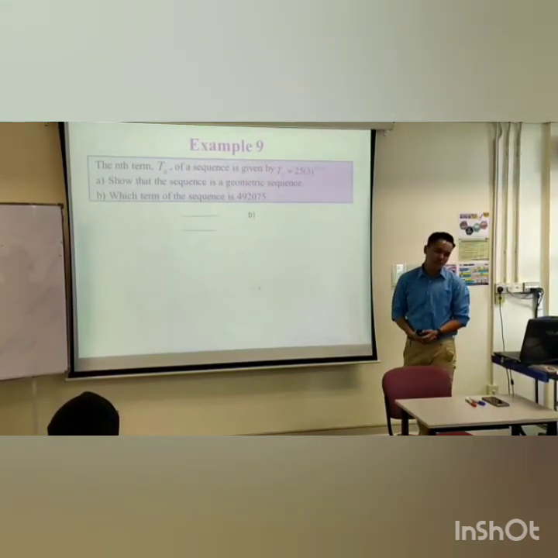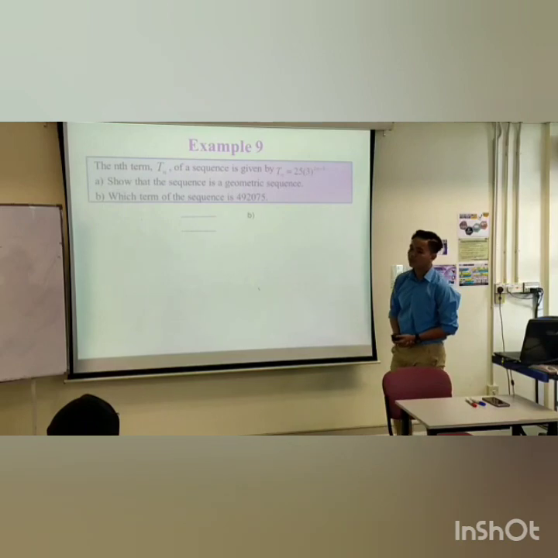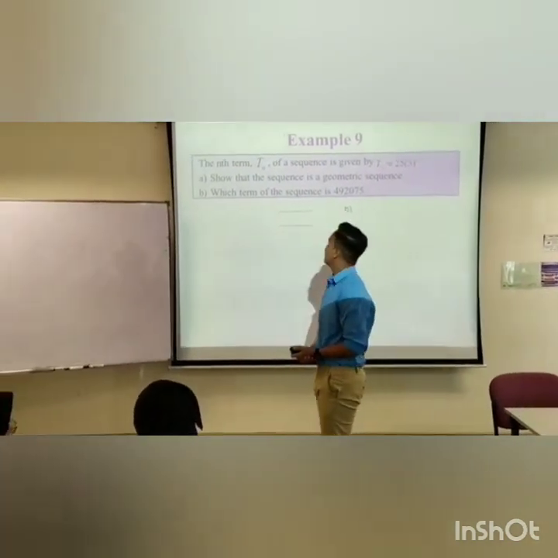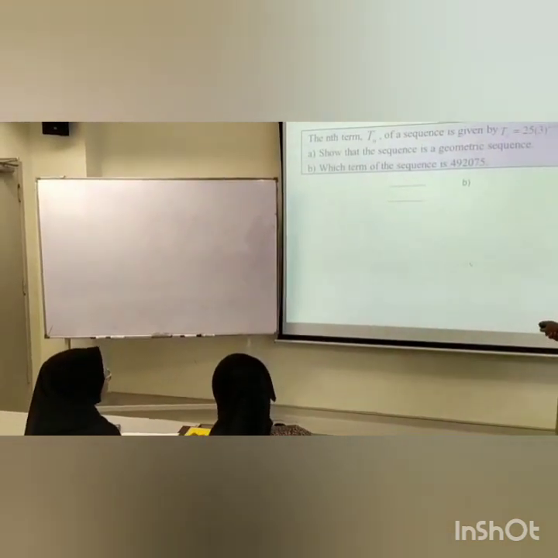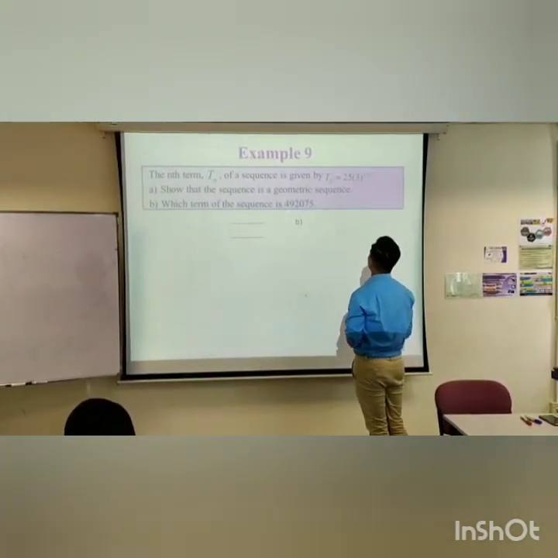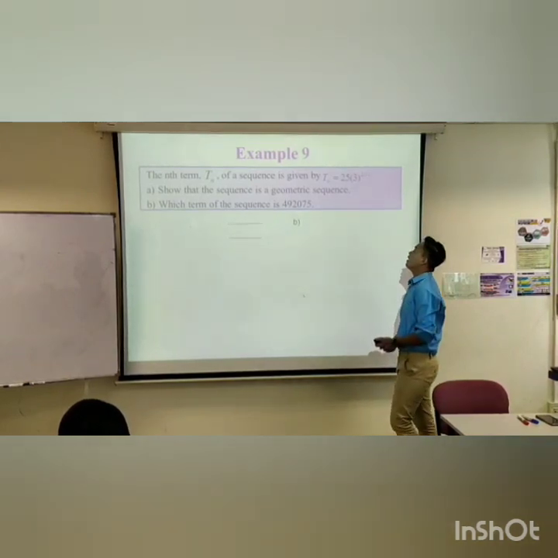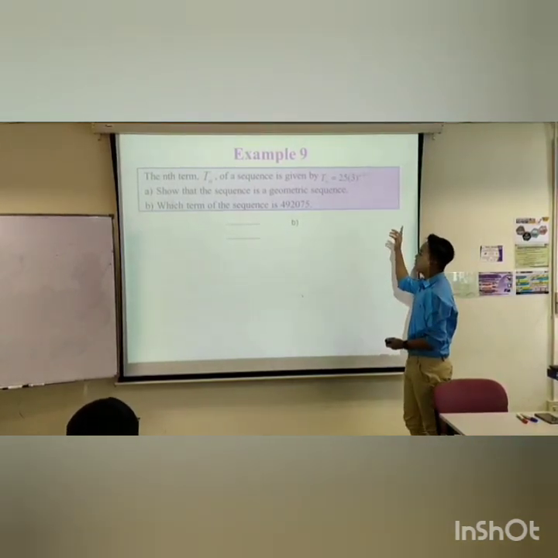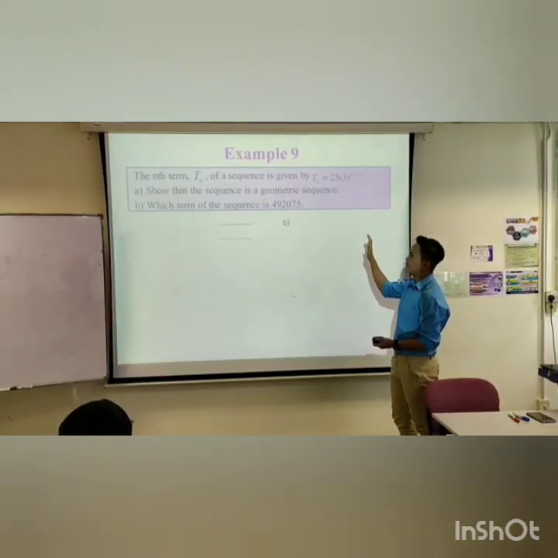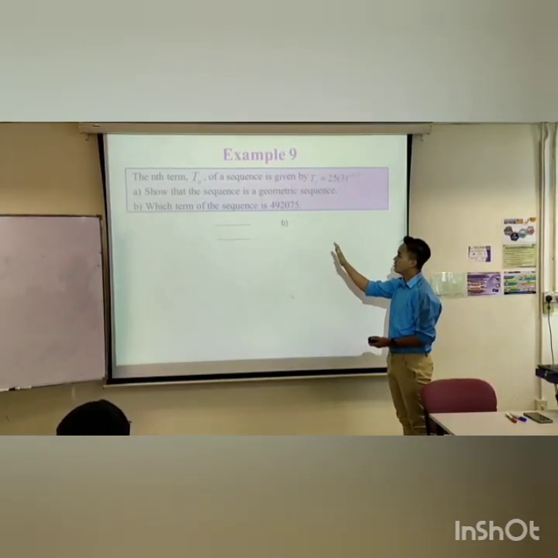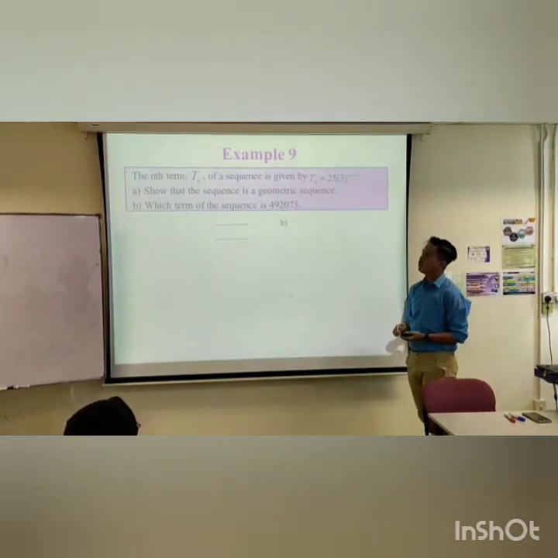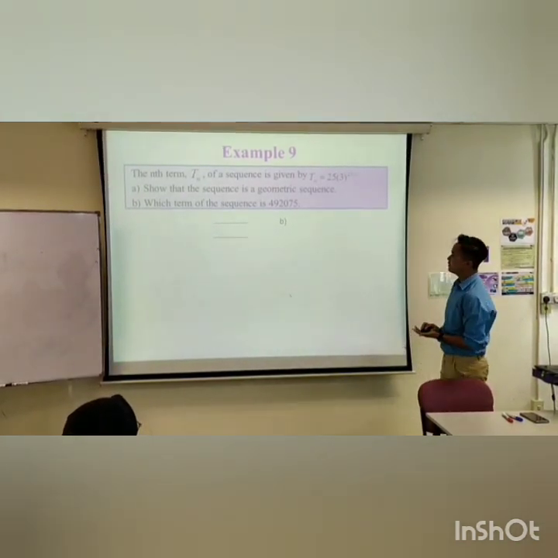Example 9, which is question 2. Is it question 2 on the sheets given? Yes. The nth term Tn of a sequence is given by Tn equals 25 times 3 to the power 2n minus 3. Show that the sequence is a geometric sequence. Which term of the sequence is 492075? I think this one we should discuss together.